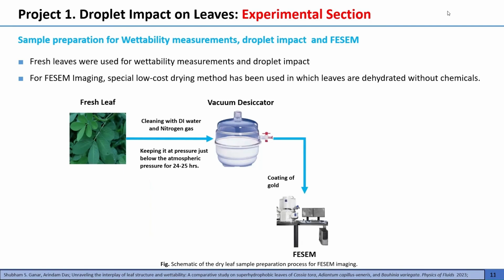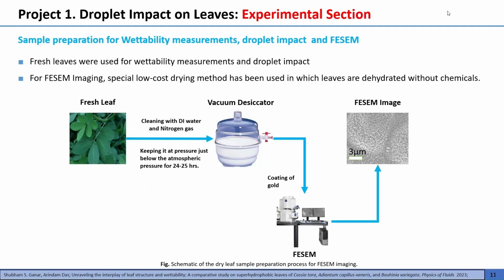After that, we checked these dried leaves in FESEM, and it was observed that the micro nano features were still retained. This was because this process allowed a slow evaporation of the moisture that preserves these micro nano features.